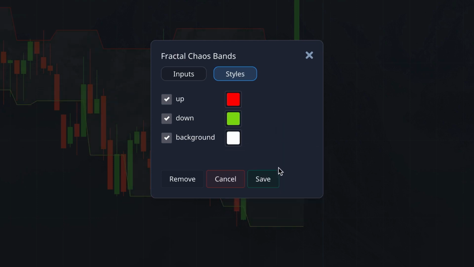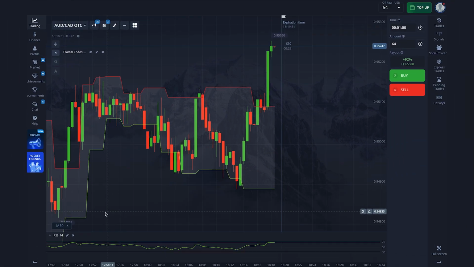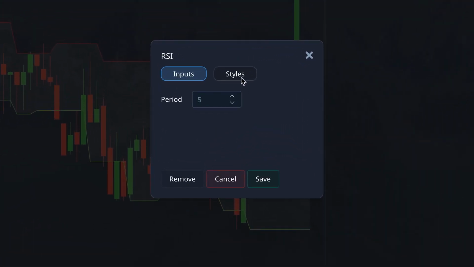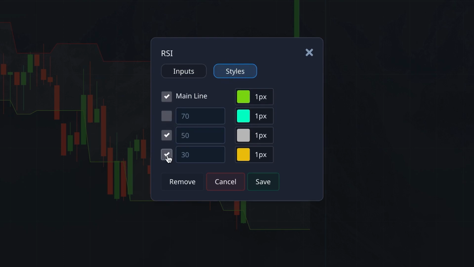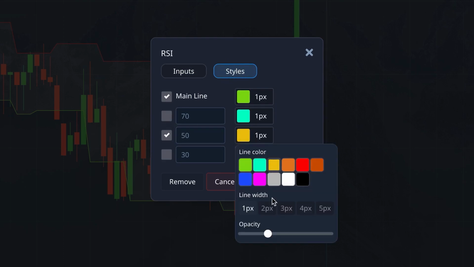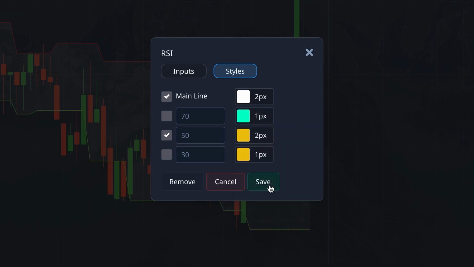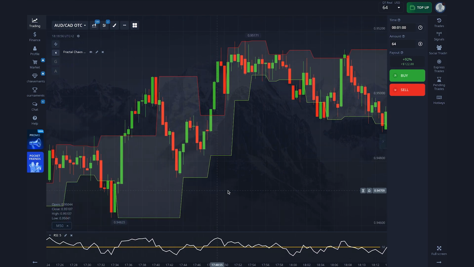Changing the background to white. Saving. Setting up the RSI. Period, we set 5. Switching to the style. Lines 70 and 30 are disabled. We make line 50 yellow, width 2. Move opacity to the right. We make the main line white, width 2. Saving. The indicators are ready to work.